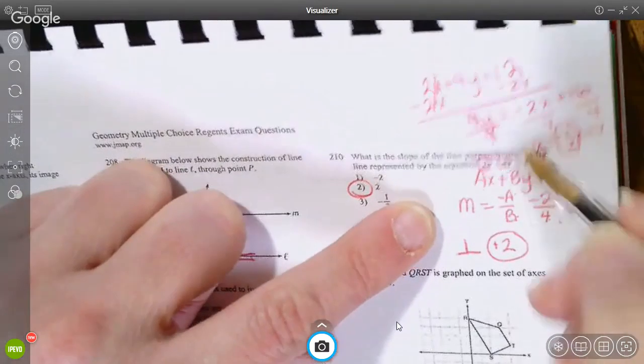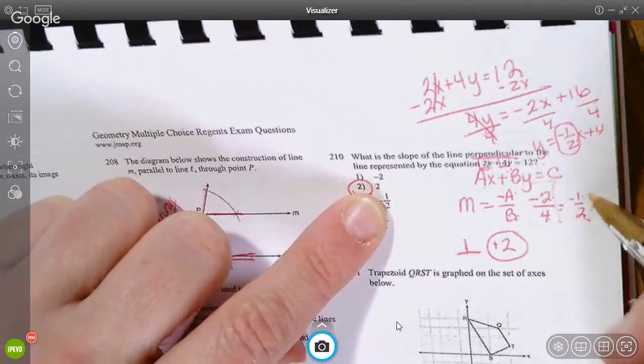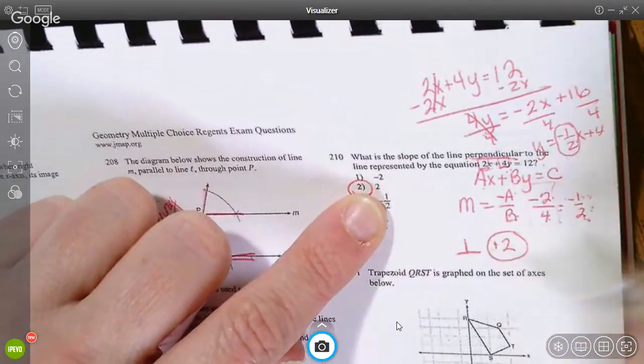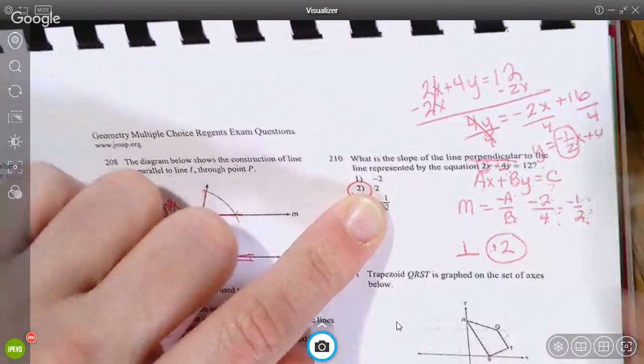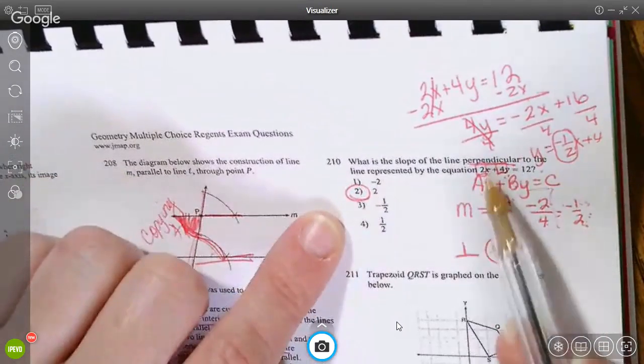But now, since it says it wants the perpendicular slope, I need the opposite reciprocal of this. So this is negative, it's got to be positive, and then I flip the fraction. But you could also do it the other way, which is the way we usually do it. It's just very rare that you'll see it like this down here.